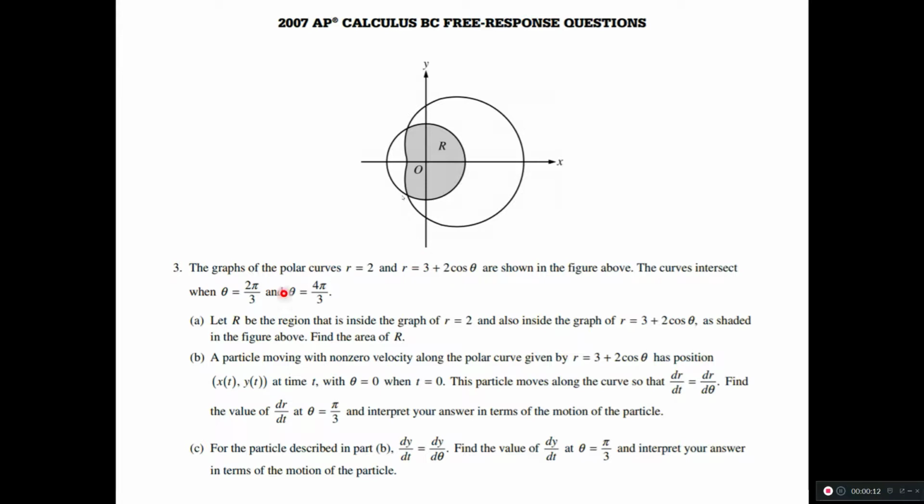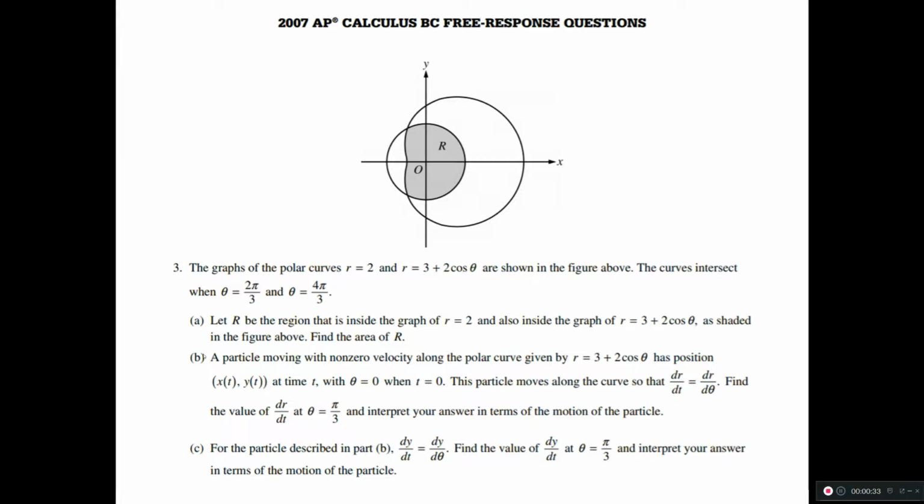So here's what the problem looks like. We're given the graph of the polar curves of r is equal to 2 and r is equal to 3 plus 2 cosine theta, which look like that and like that respectively. And we're also given the intersection points, which are theta is equal to 2 pi over 3, which is out here, and theta is equal to 4 pi over 3, which is down here.